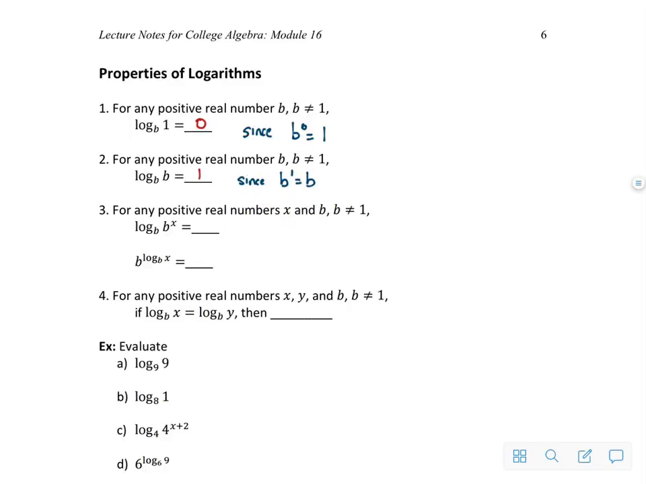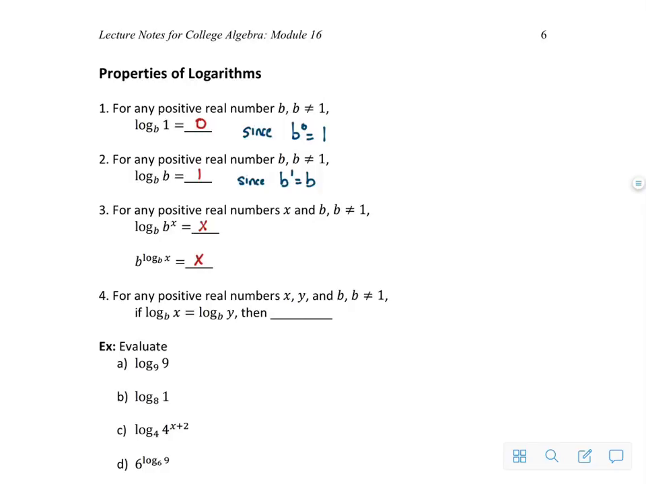On the next property, if we have any positive real numbers x and b, if you take the log base b of b raised to the x power, the answer is x. In fact, x is also the answer on the second question, if you take b and raise it to the log base b of x. The first one is pretty obvious why, because if you're saying b to what power is b to the x, then x is the answer to the question you just asked.